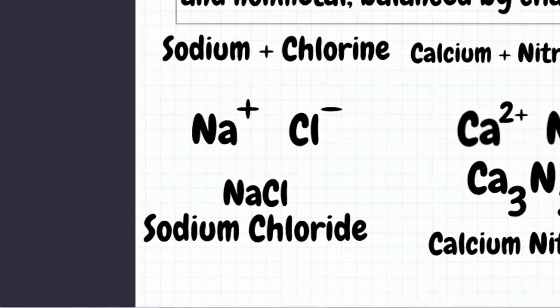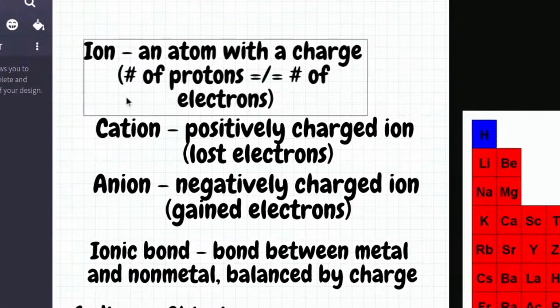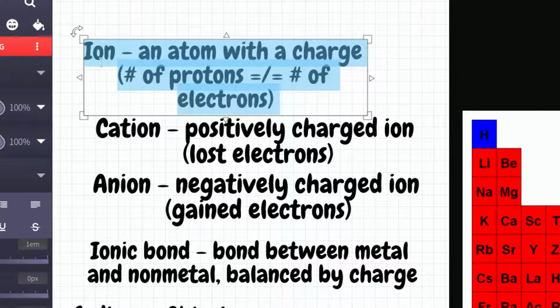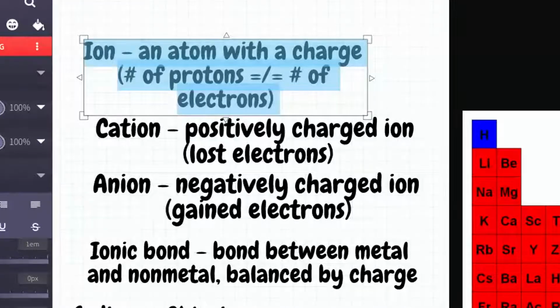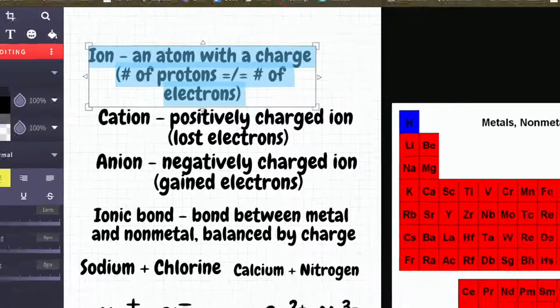Okay, let's look at some ionic bonding. First, the vocabulary. An ion is an atom with a charge. Either it has extra protons or extra electrons, because remember, every proton gives a +1 charge. Every electron gives a -1 charge. So if they're not balanced, if it's not neutral, you have a charge, an ion.